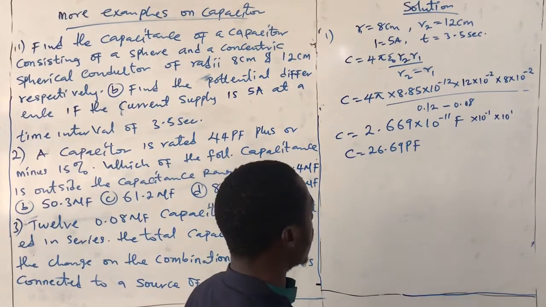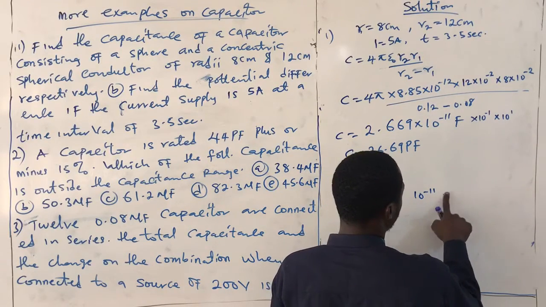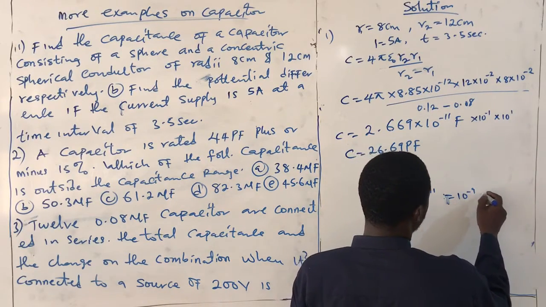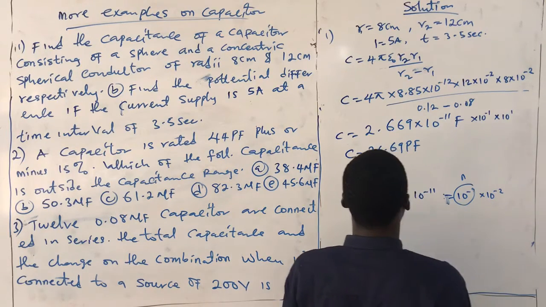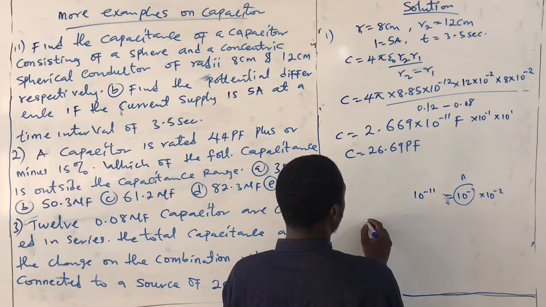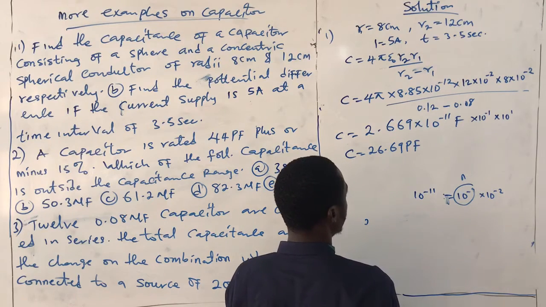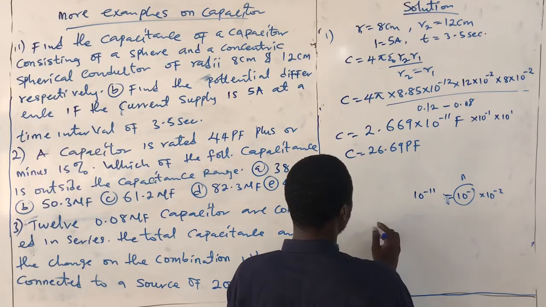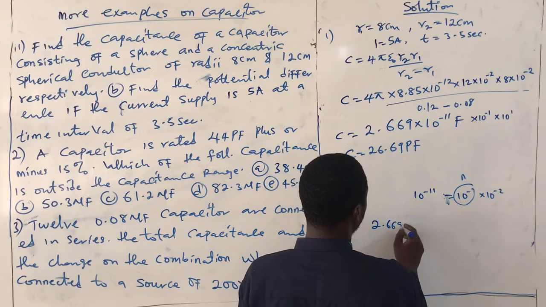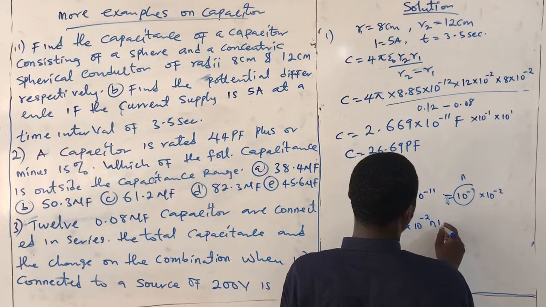If the option is in terms of nano, then we just say 10 raised to power minus 11 is the same thing as 10 raised to power minus 9 times 10 raised to power minus 2. This is nano. So if I multiply it with this one, I'm going to have 2.669 times 10 raised to power minus 2 nanofarad.